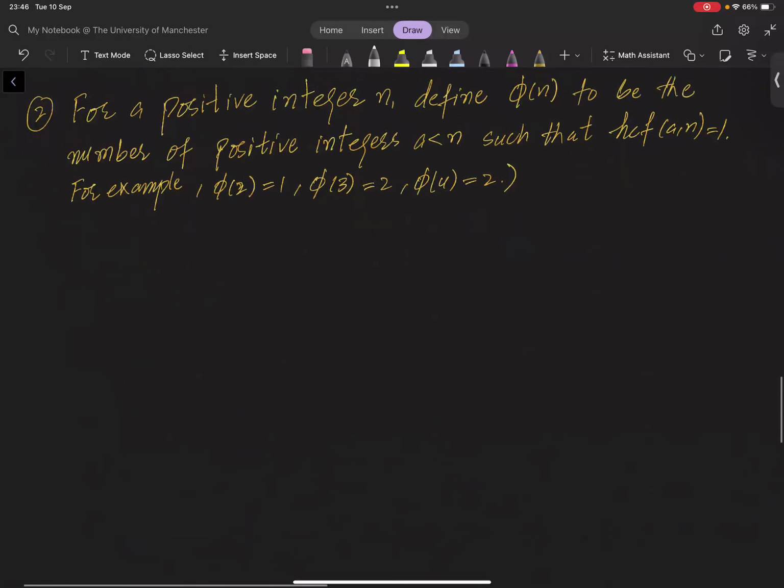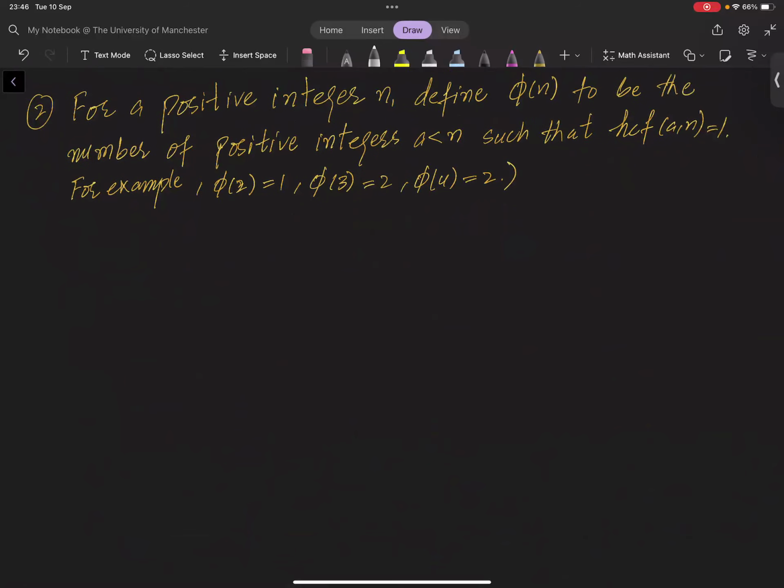Now we have this one. For a positive integer n, define phi of n to be the number of positive integers a less than n such that a and n are coprime to each other. So for example, phi of 2 is 1, phi of 3 is 2, phi of 4 is 2.